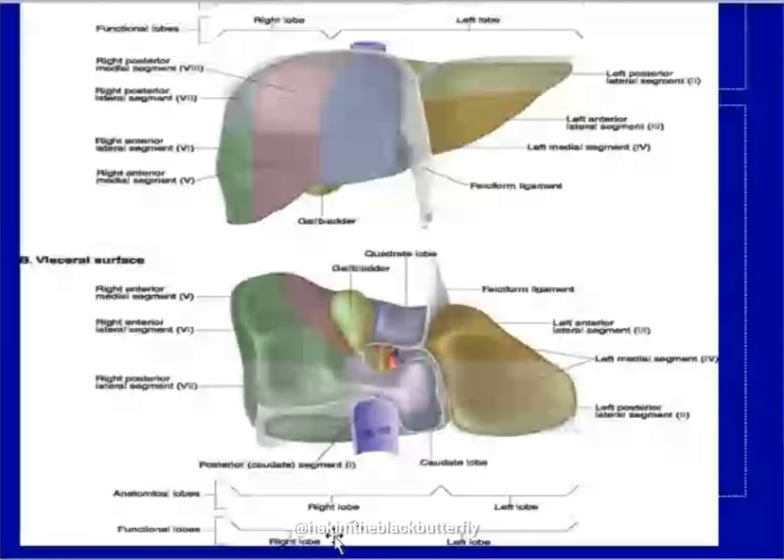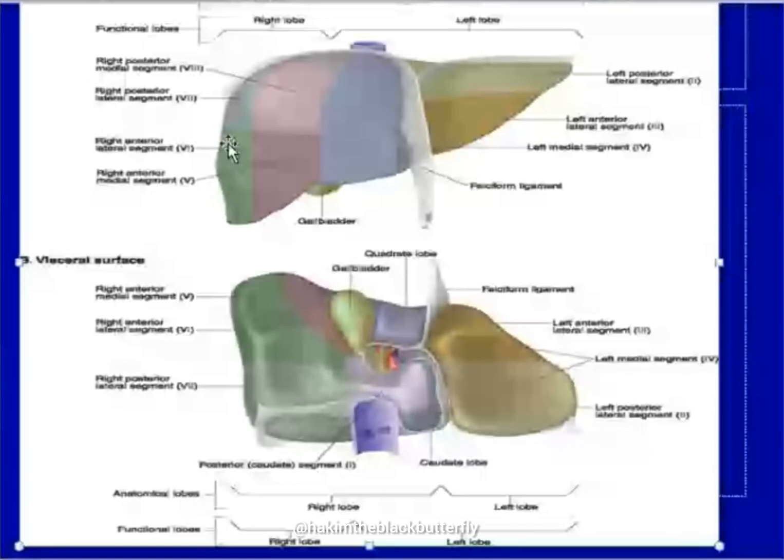So we say that this is the left functional lobe because this is the part of the liver which receives blood from the left hepatic vein and left portal vein and left hepatic artery. They supply this part of the liver. So this is the left functional lobe. And then this other part on the right of the gallbladder is the one which receives blood from the right hepatic artery and then the right portal vein. That's why this is the one we are now calling the right functional lobe.